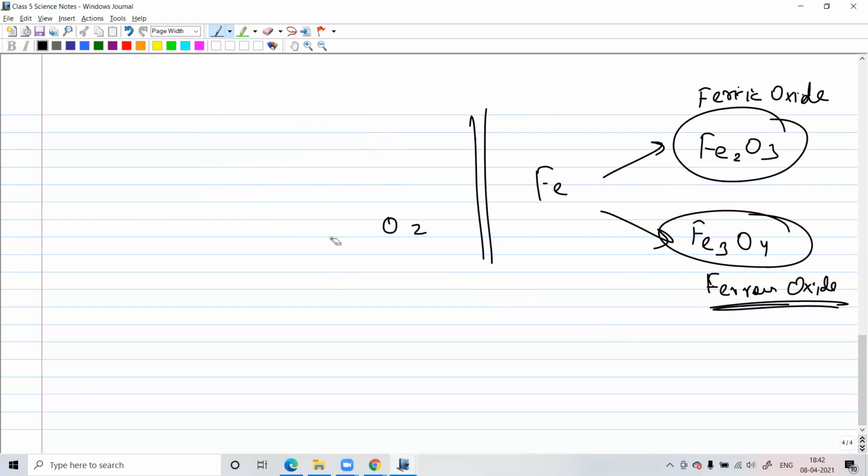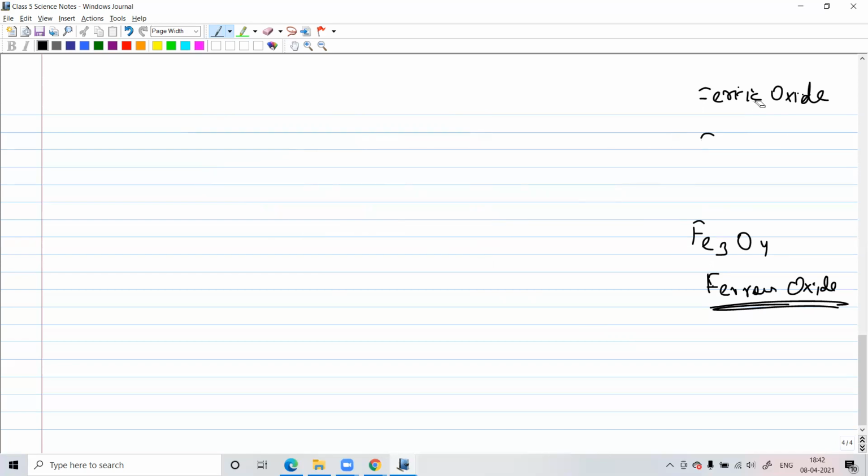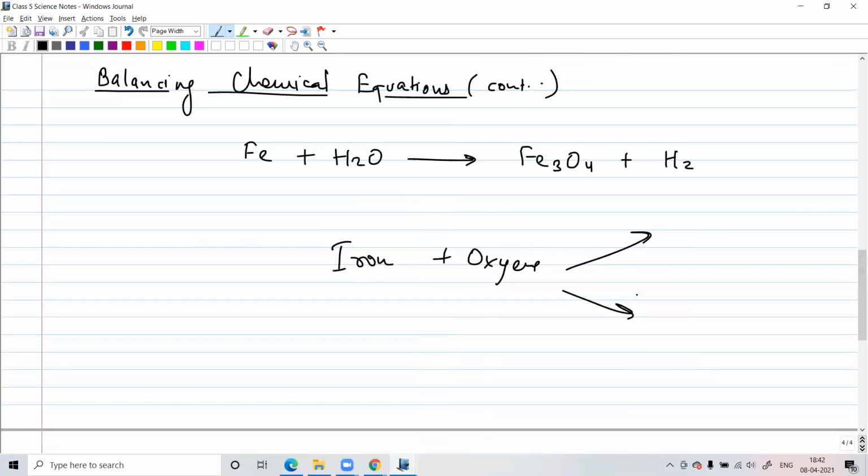Okay, so don't go too deep. Just keep this in mind. There's nothing to worry about. You don't have to know too many things. It's not part of your 10th syllabus as of now. But just remember, Fe3O4 is one of the oxides of iron. Okay. So yeah, this was your ferrous oxide.